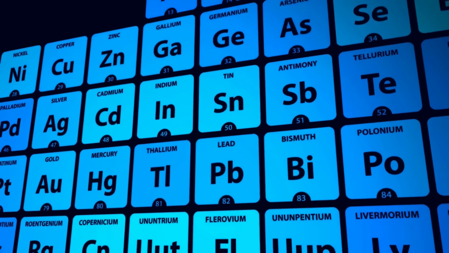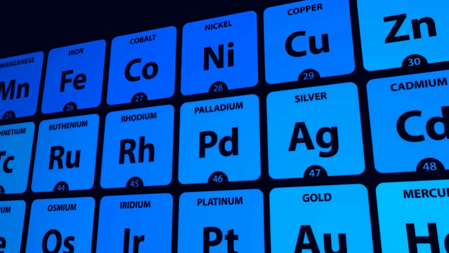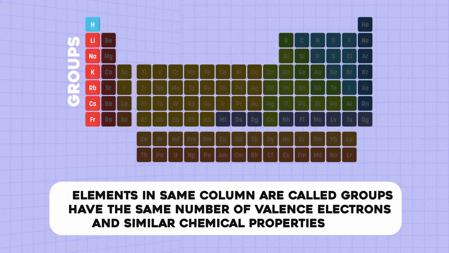The periodic table is a chart that organizes all the known elements based on their atomic number and properties. Elements in the same column, called groups, have the same number of valence electrons and similar chemical properties.